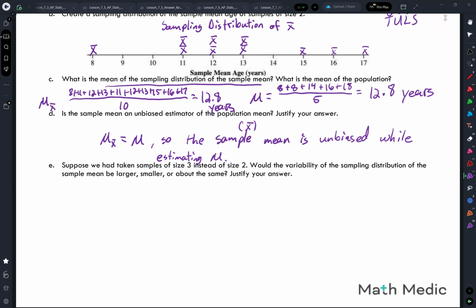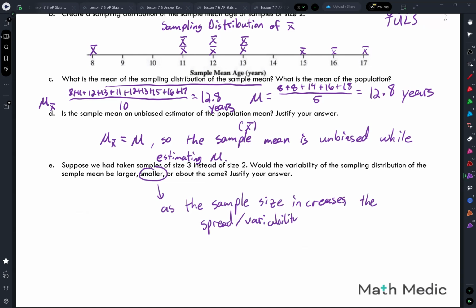Suppose we had taken samples of size 3 instead of size 2. Would the variability of the sampling distribution of the sample mean be larger, smaller, or about the same? Well, as we learned today, as the sample size increases, the spread slash variability decreases. And done. All right, hope you use this video, and I shall see you in class tomorrow.